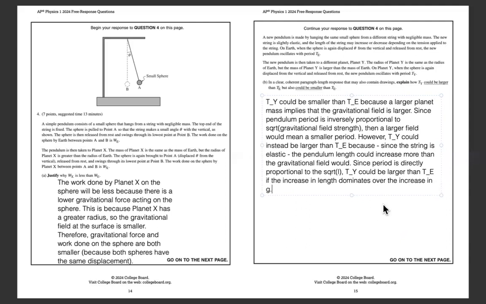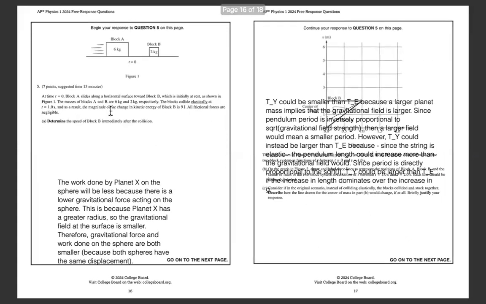Then 2 more points for talking about how period is directly and inversely proportional, respectively, to those 2 variables. And then the fifth point for this part, 7th point overall, probably comes from just having a clear, coherent paragraph length response, as you've maybe seen in some of the international practice exam rubrics. All right, let's go ahead and take a look.